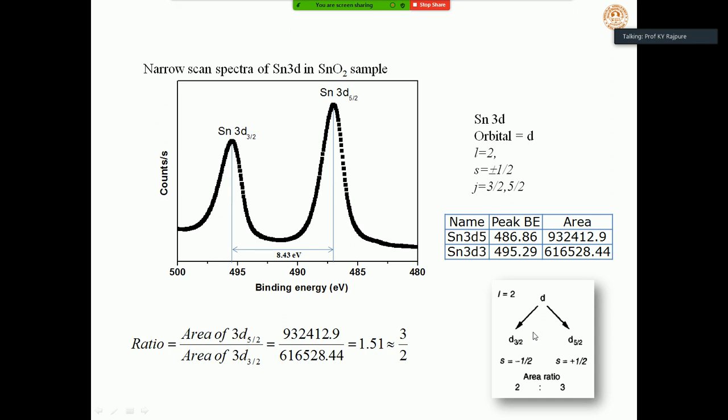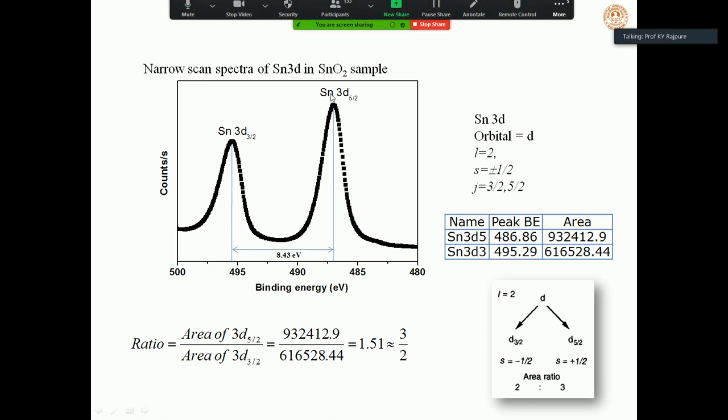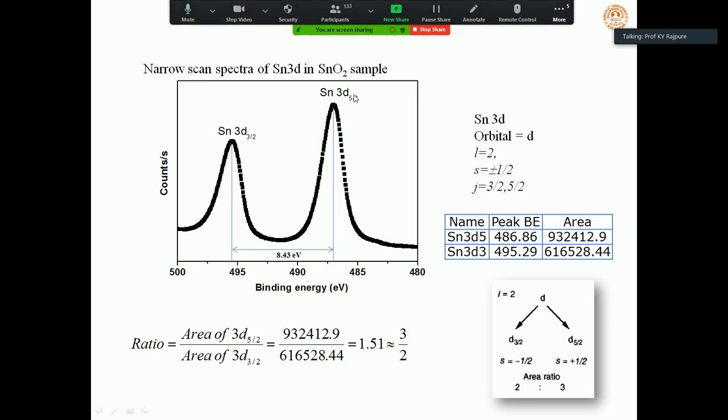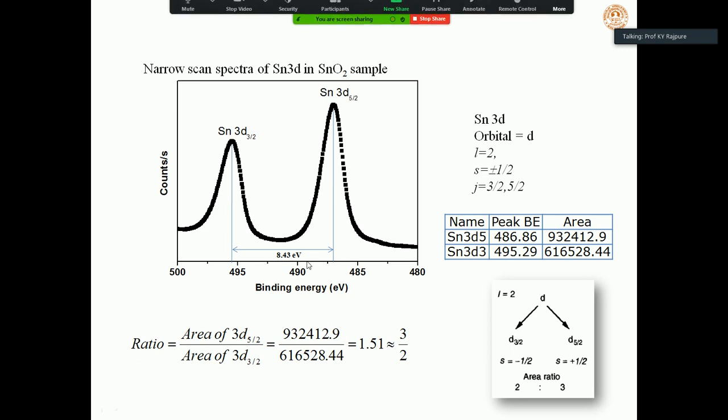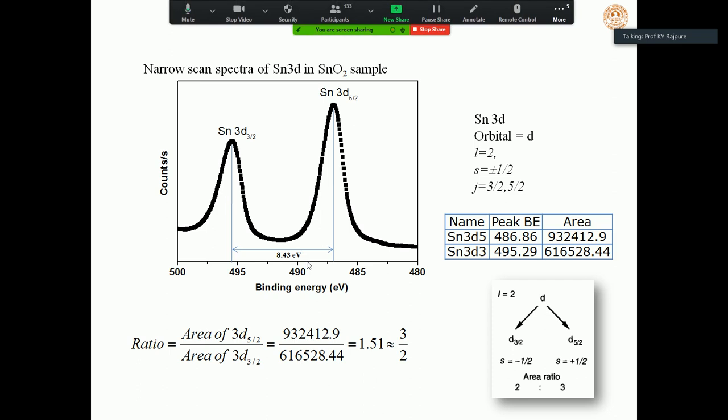The shell model is confirmed. This is the splitting, spin orbit coupling, and from this you can actually calculate the energy difference between Sn 3d 5/2 and 3d 3/2. The difference comes out to be 8.43. I have calculated it. My student has calculated it, and this is the proof of the theory.